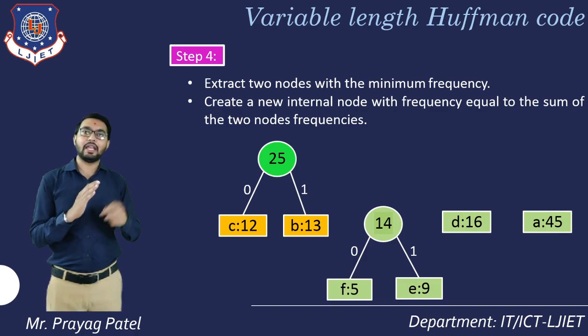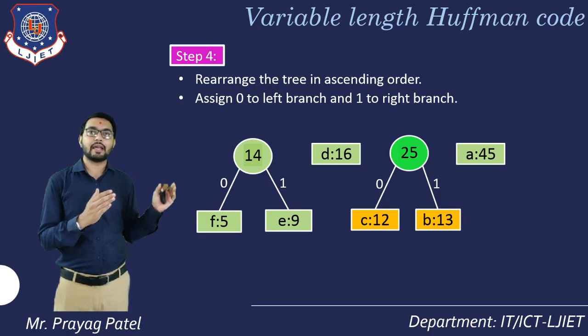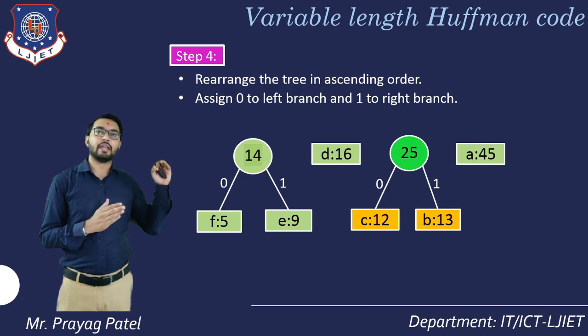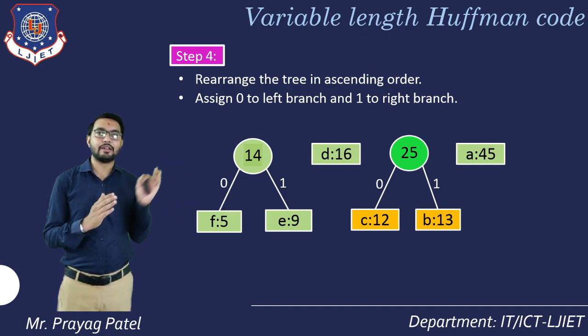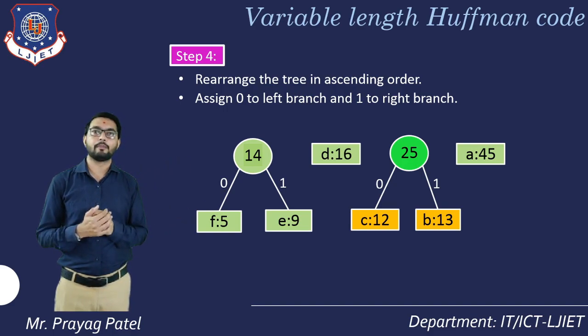Now consider the rearrangement of these nodes. Now consider step number 4. Rearrange the tree in ascending order. So here consider first 14, then 16, then 25 as a new node, then 45. So this is considered as ascending order.